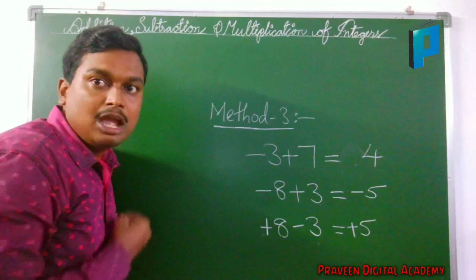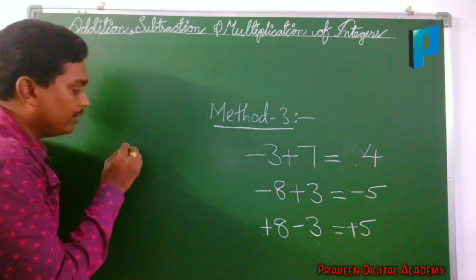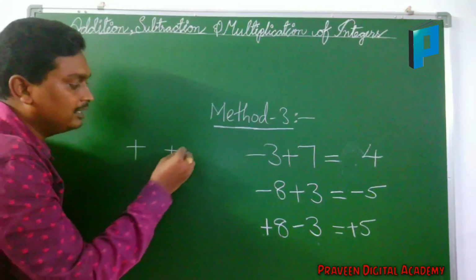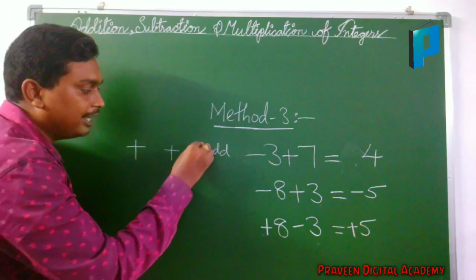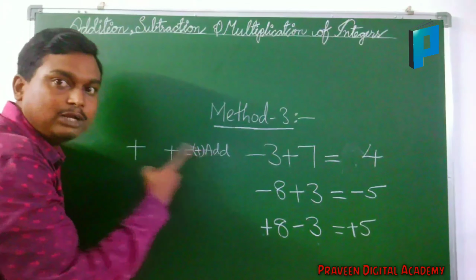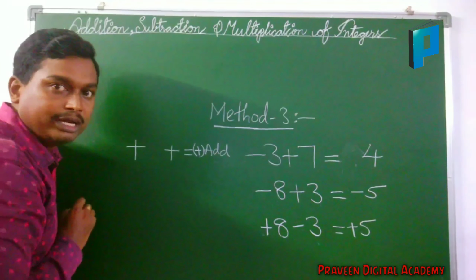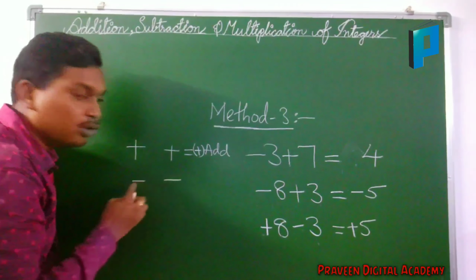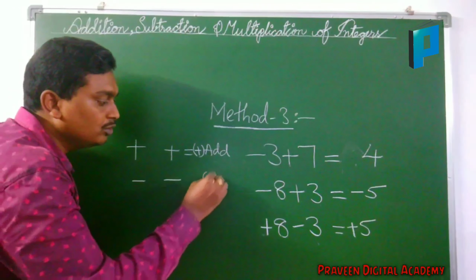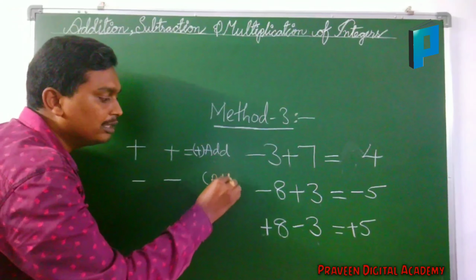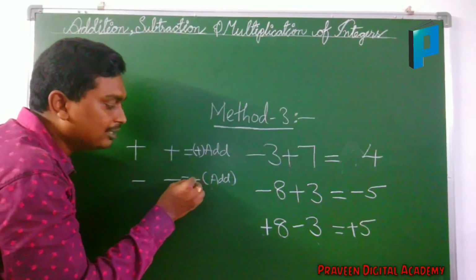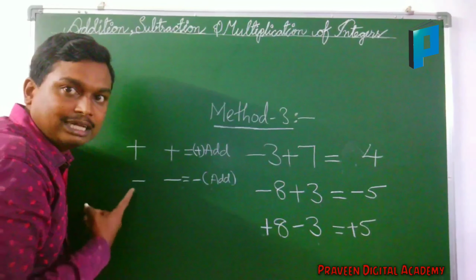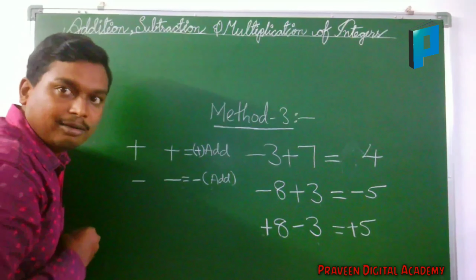Whenever we have both plus signs, we should add the numbers and keep the sign of plus. This I told in method 1. Whenever we have both minus, what should we do? We should add both the numbers and keep the sign of minus. I told this in the second method.